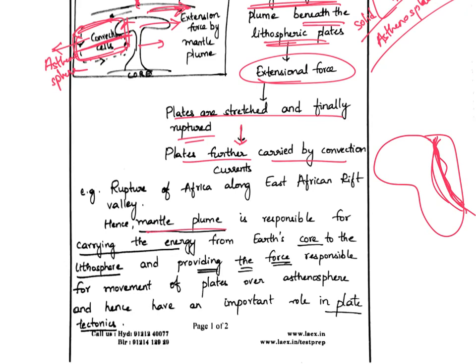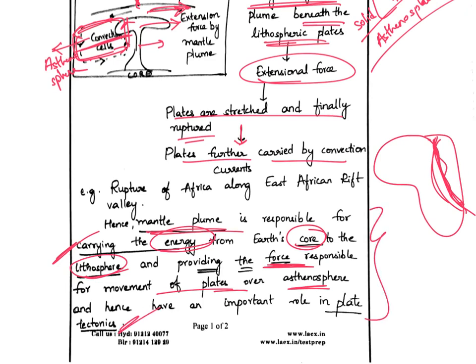He then writes, hence mantle plume is responsible for carrying the energy from Earth's core to the lithosphere. This is one more point. It is carrying the energy from Earth's core to the lithosphere and is providing the force responsible for movements of plates over asthenosphere, and hence having an important role in plate tectonics. This is the conclusion he is giving, summarizing that mantle plume is responsible for transfer of energy from Earth's core to the lithosphere. Adding one more point also, not just summarizing, he is trying to add that this transfer of energy from Earth's core to the lithosphere provides the force responsible for plate tectonics.